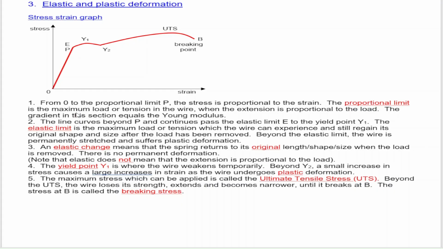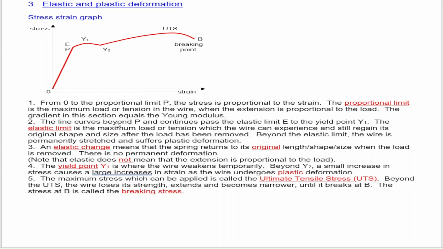So Hooke's law is obeyed within the limit of proportionality. The proportional limit is the maximum load or tension in the wire when the extension is proportional to the load. The gradient in this section equals the Young modulus. So when we are finding Young modulus, as from the previous video, we are considering the proportionality part here.